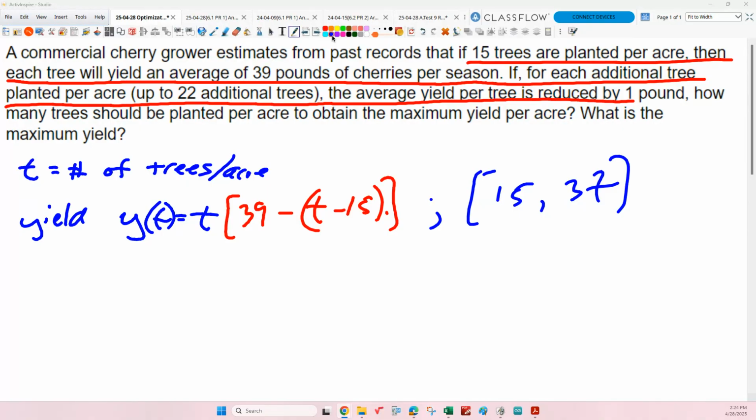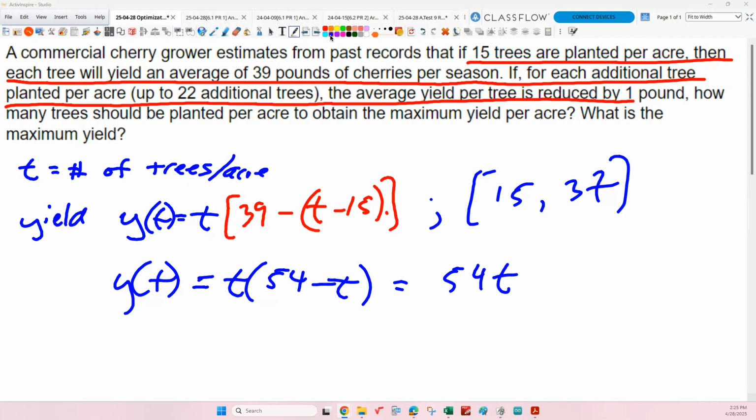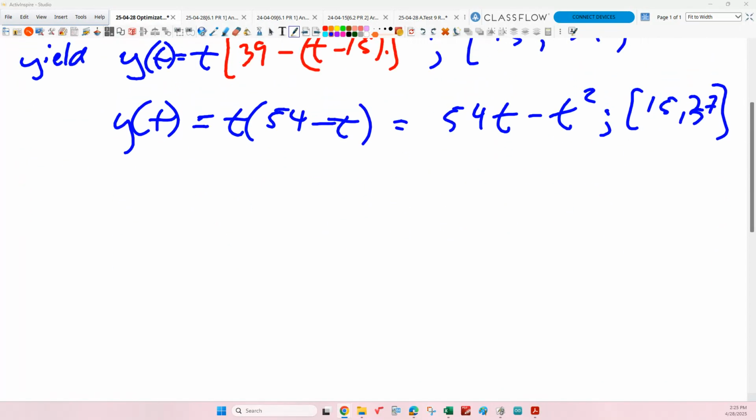If I distribute this negative and combine like terms, aren't I just getting y of t equals, I'm really adding 15, so t times 54 minus t, right? If I distribute the t, that's just 54t minus t squared, on the domain 15 to 37. That's a polynomial. That's super easy, right? What's your critical number going to be? I mean, you can sort of anticipate what's going to happen here. We'll just make this one really short.